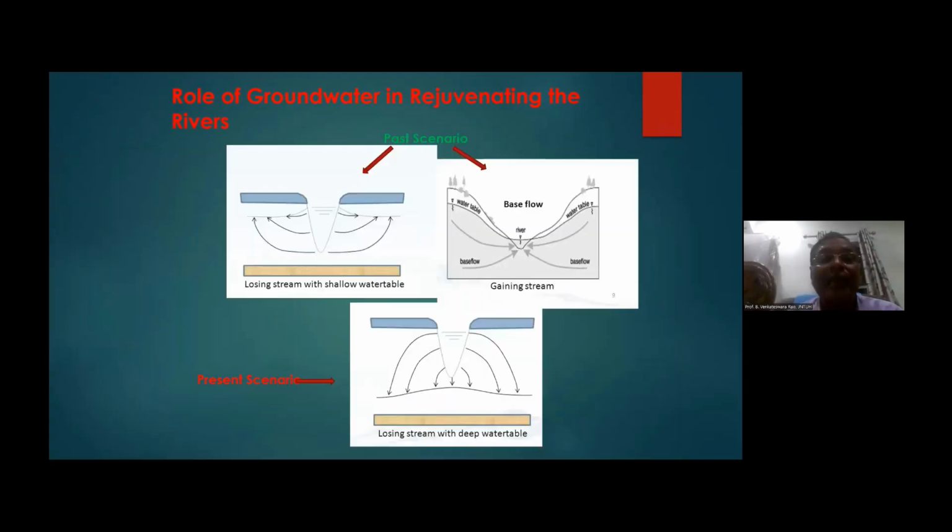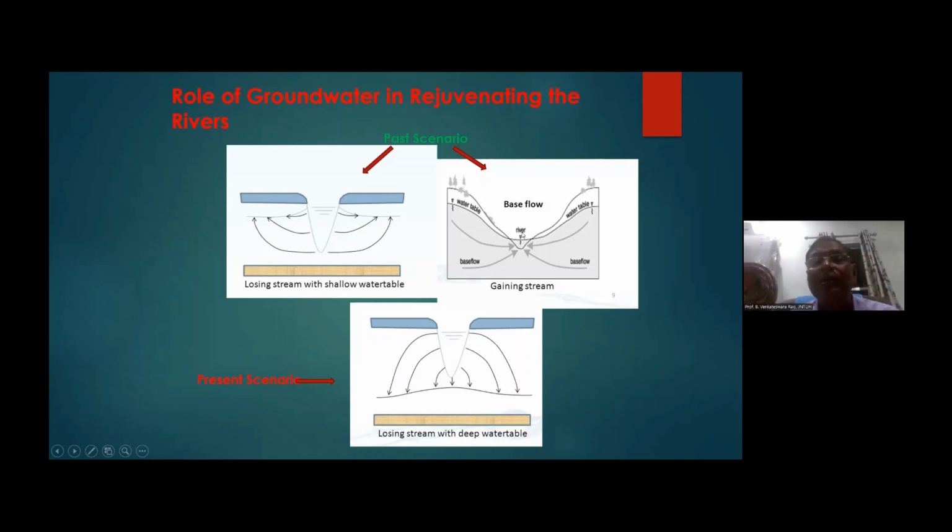You can see the groundwater can contribute to the river. For example, you can see a losing stream with a shallow water table. When this is the height of the stream water, whereas the water table is below the level of the stream water, then the stream can contribute to the groundwater. That means it is used for recharge. The stream is recharging the groundwater. But in the other case, a gaining stream, when the stream water is lower, that is the non-monsoon season, then the groundwater table will lose water to the river.